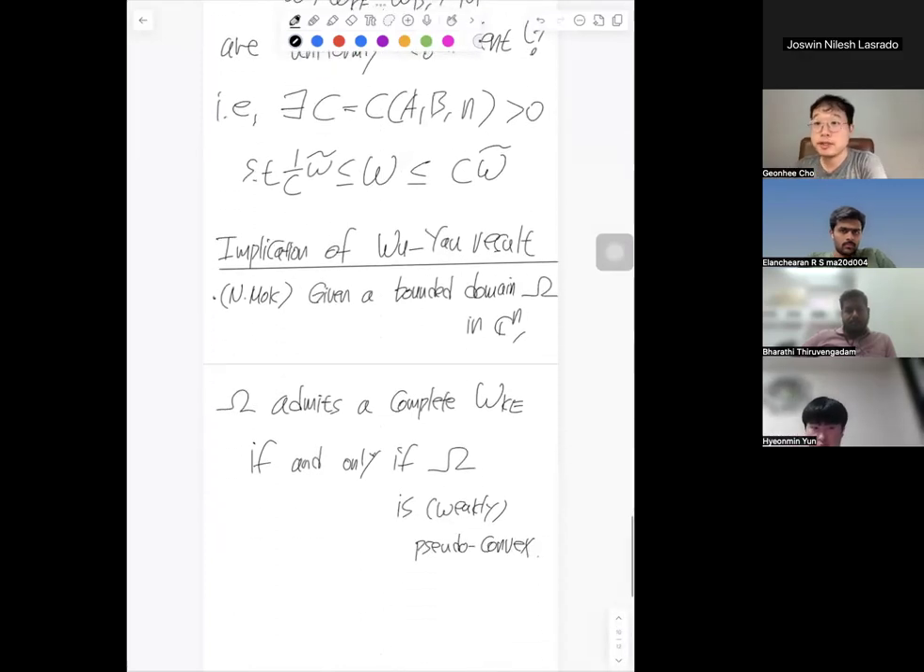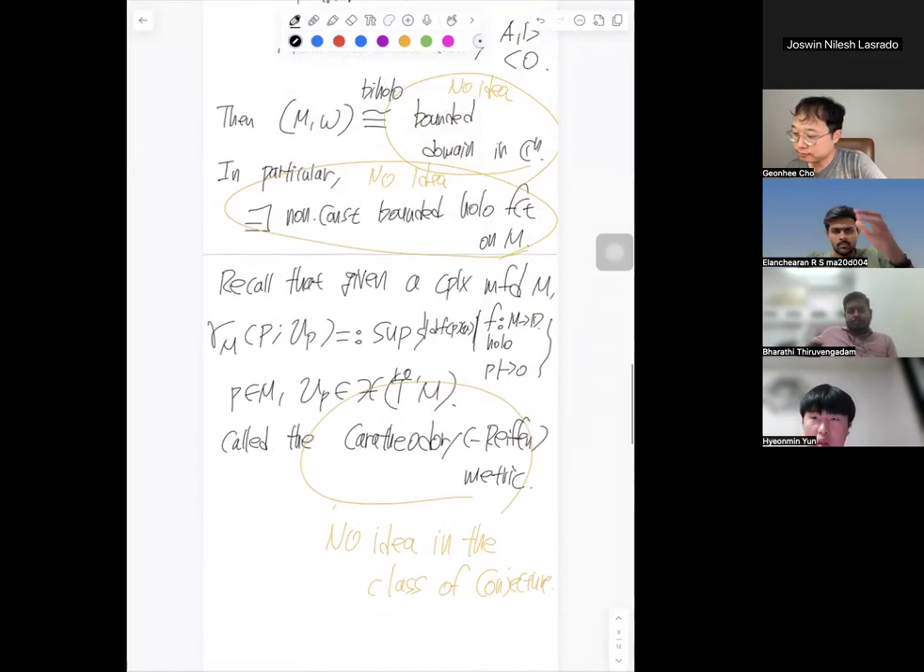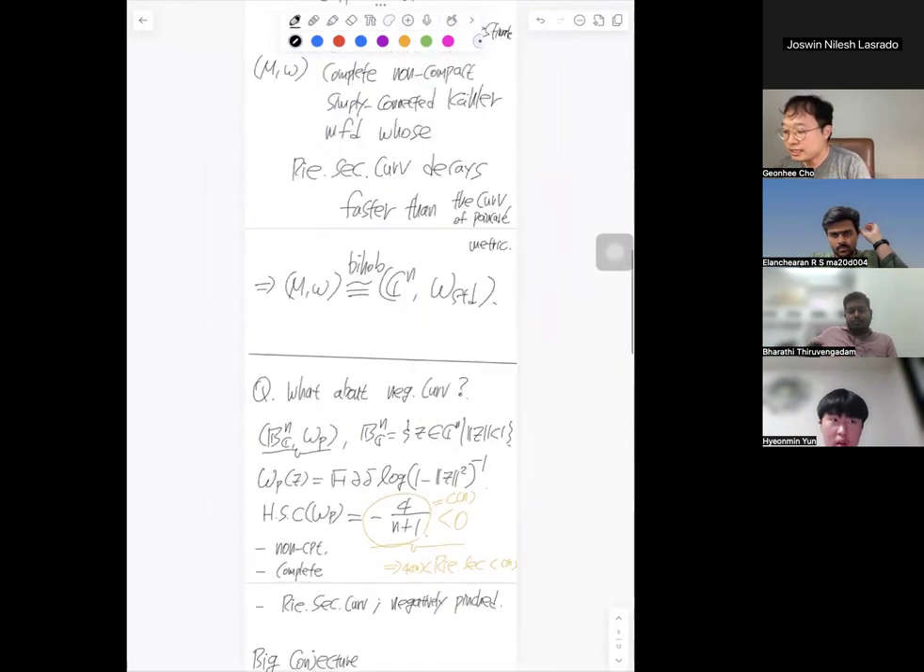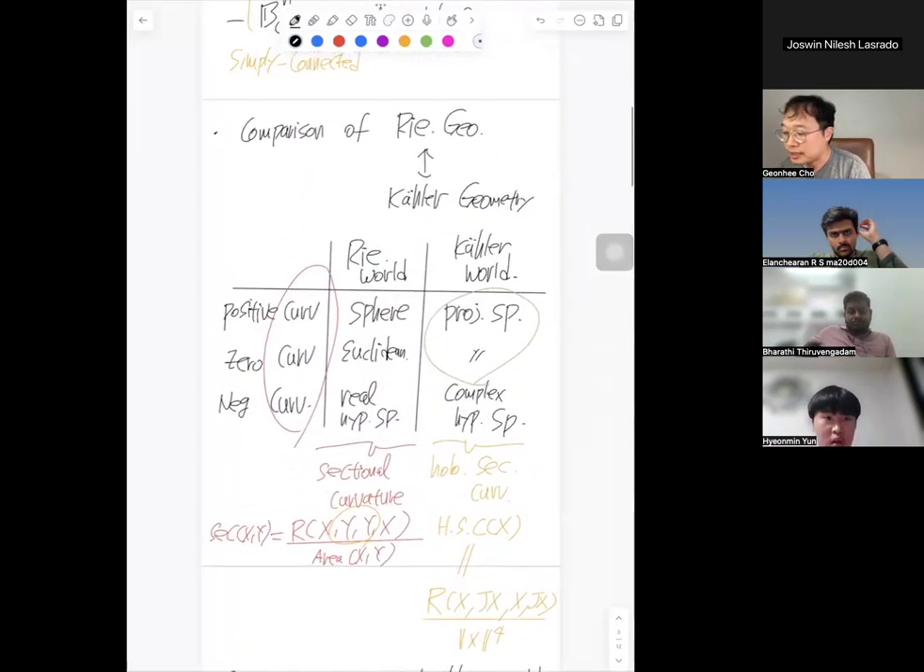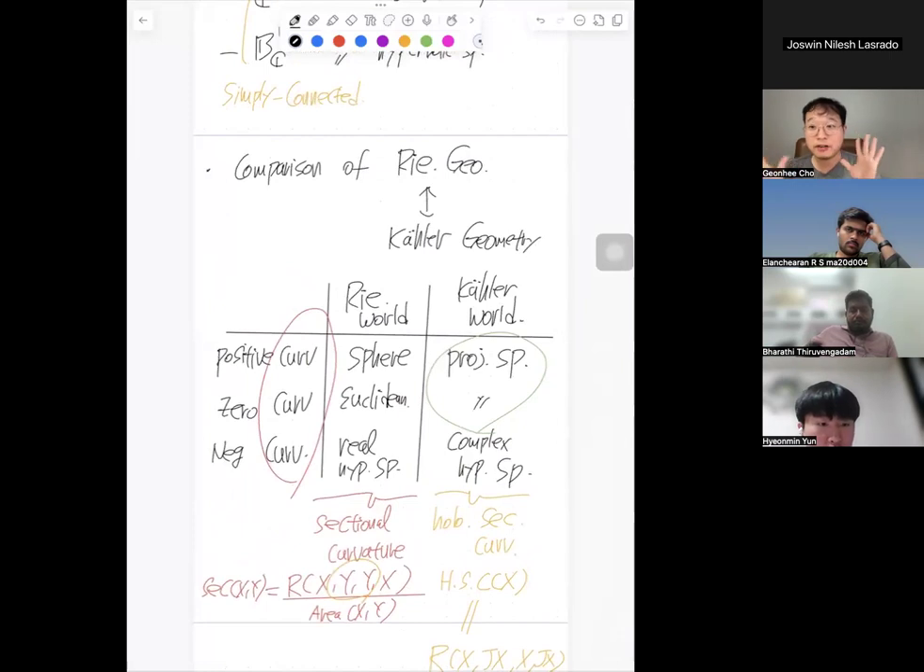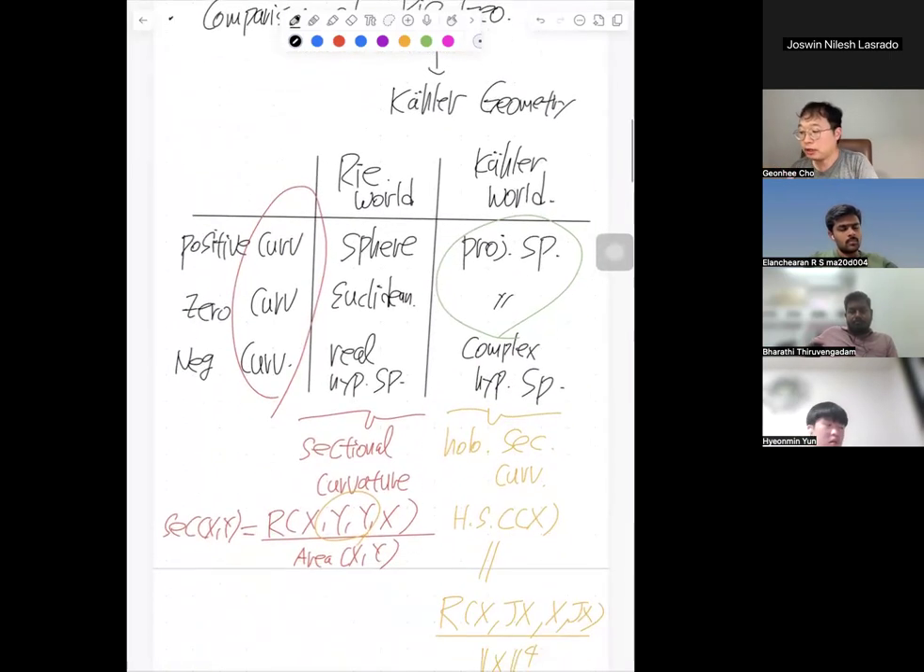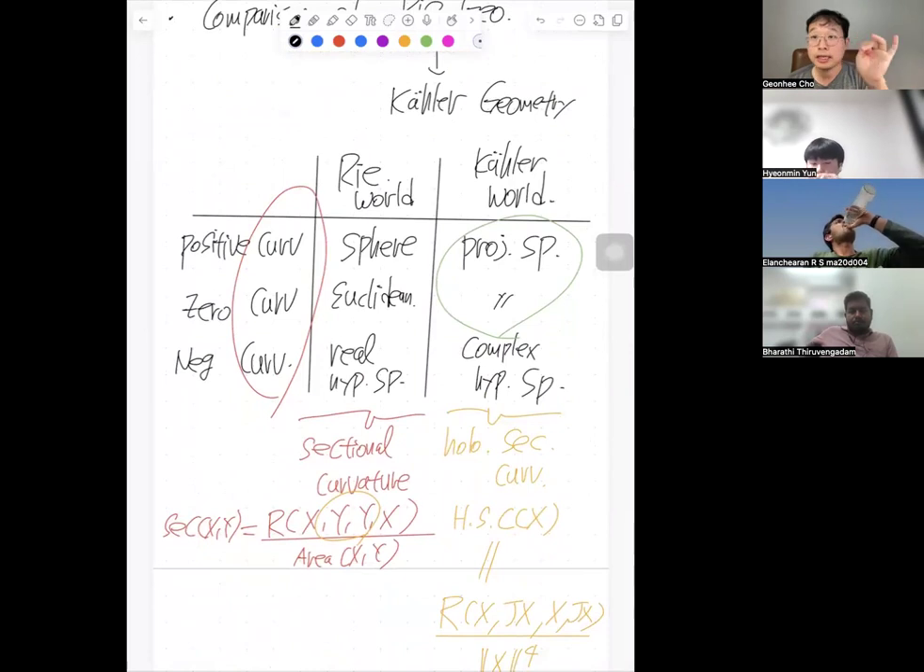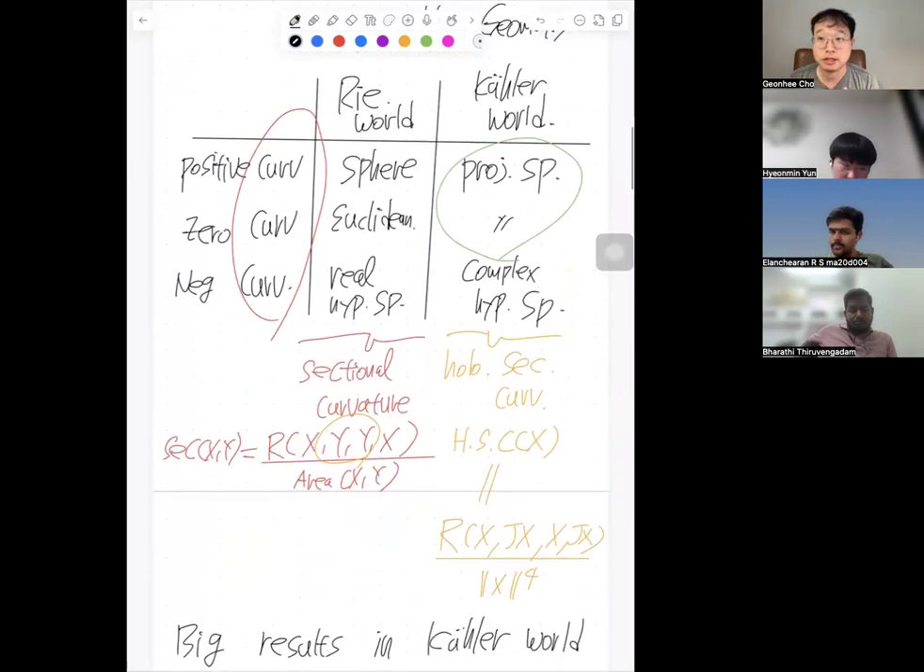Yeah, go ahead, Jasmine. In that big conjecture, why do we hope it to be biholomorphic to a bounded domain? The reason comes from the model spaces of Kähler geometry. Thanks for asking such an intuitive question. First, we have the model spaces in the Kähler world: either projective space, Cn, or complex hyperbolic space. All those spaces satisfy the constant holomorphic sectional curvature condition with the corresponding signs. And in that case, the Riemannian sectional curvature is pinched. That's what we know for these models.